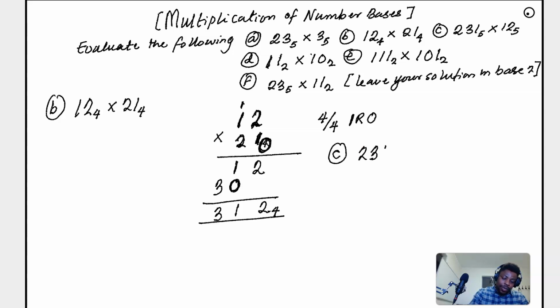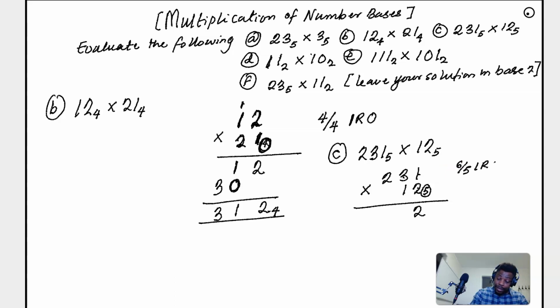2, 3, 1 base 5 times 12 base 5. Okay? So 2, 3, 1 times 12 base 5. 2 times 1 is 2 and is less than 5, so we write 2 there. 2 times 3 is 6, is greater than the base, so you have to divide. 6 divided by 5, 1 remainder 1. So you write remainder 1 and you carry 1 to the next position of multiplication. You're about to multiply with this, so you put 1 here.